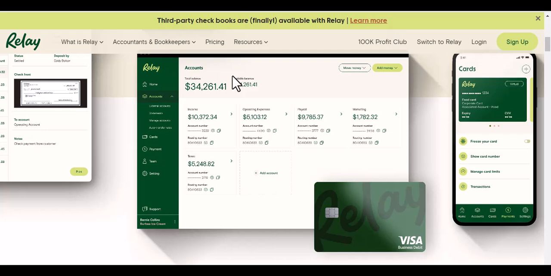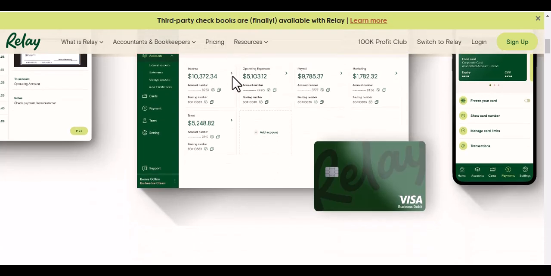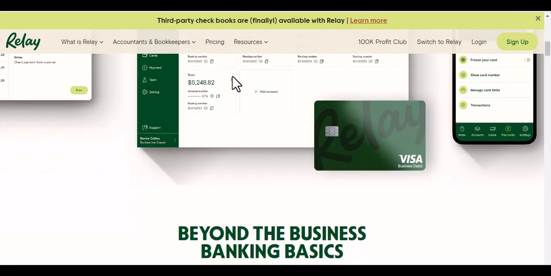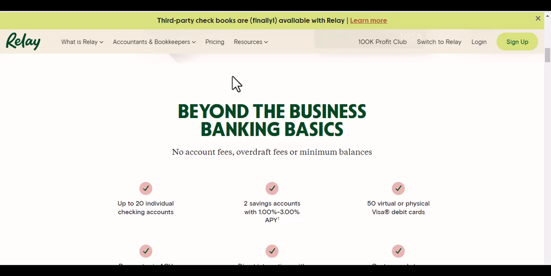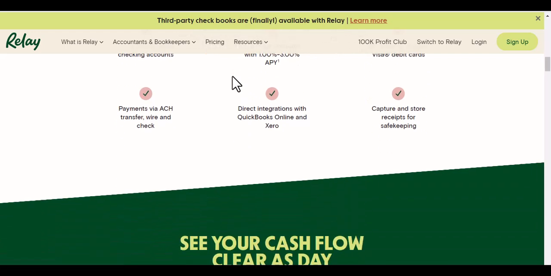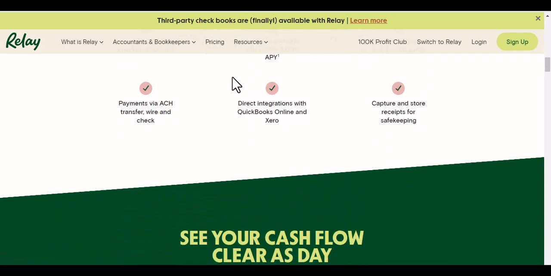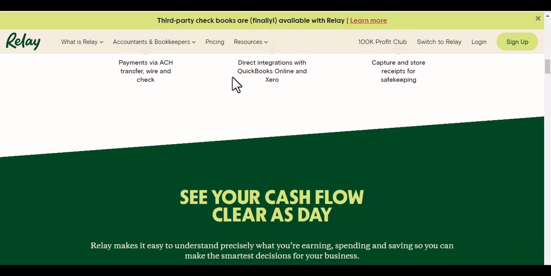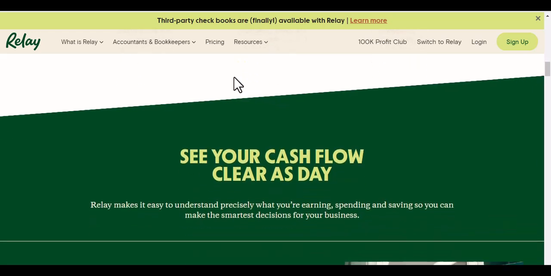So, let's get started. What is a relay bank transfer? A relay bank transfer is a type of bank transfer that is used to transfer money between two different banks. It is a two-step process. First, the money is transferred from the sender's bank to a third-party bank, which is known as the relay bank. Then, the money is transferred from the relay bank to the recipient's bank.